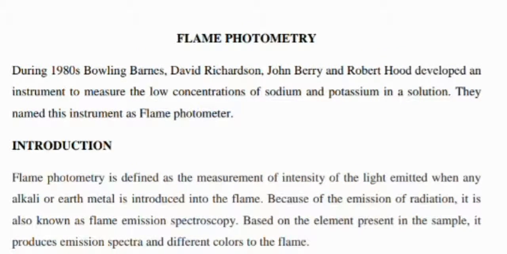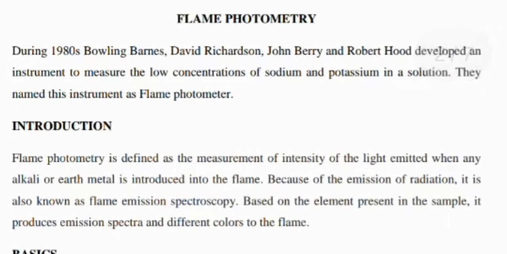During the 1980s, Bowlings, Barnes, David Richardson, John Barry and Robert Hood developed an instrument to measure low concentrations of sodium and potassium in a solution, and they named the instrument a flame photometer. Flame photometry is defined as the measurement of the intensity of light emitted when any alkali or alkaline earth metal is introduced into the flame. Because of the emission of radiation, it is also known as flame emission spectroscopy, and based on the element present in the sample, it produces emission spectra in different colors in the flame.